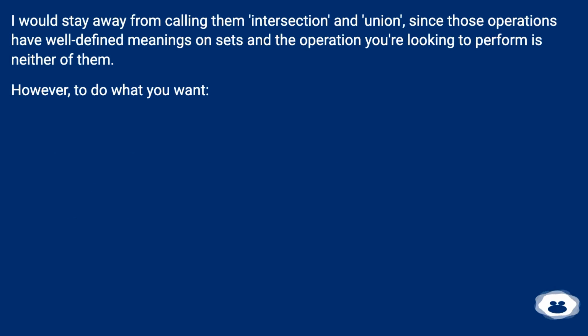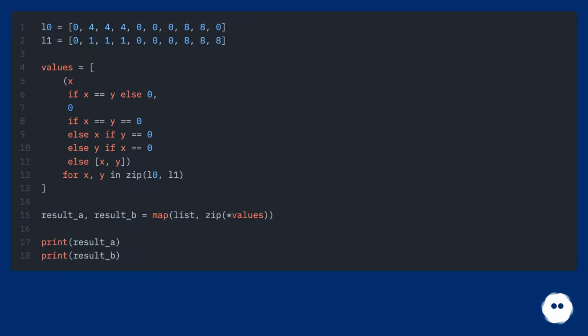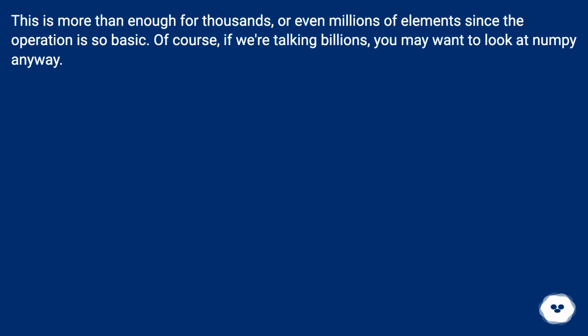I would stay away from calling them intersection and union, since those operations have well-defined meanings on sets and the operation you're looking to perform is neither of them. However, to do what you want. This is more than enough for thousands, or even millions of elements since the operation is so basic. Of course, if we're talking billions, you may want to look at numpy anyway.